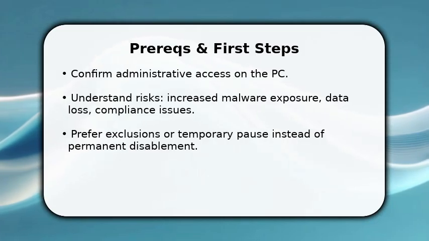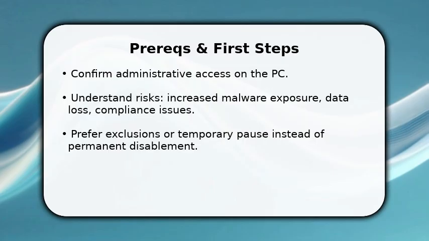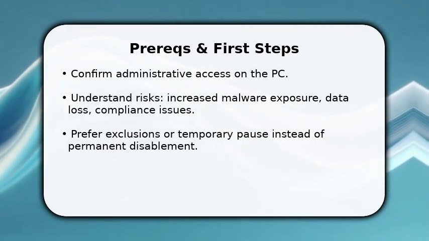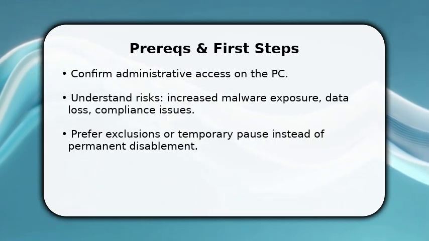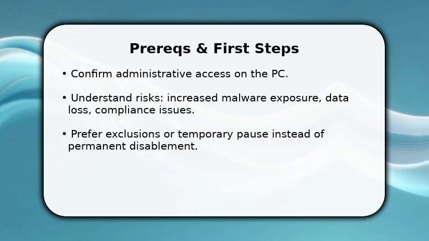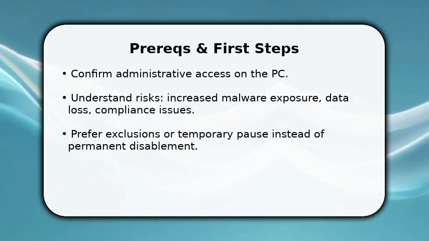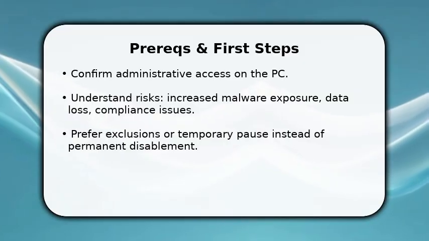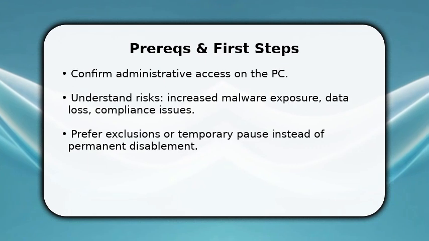Enjoy the video. You have admin rights and you're ready to change protection settings, but stop. Permanently disabling real-time protection is unsafe and often unnecessary. Instead, begin by checking your needs and why you want to disable it. Once done, consider adding safe folder or file exclusions or pausing protection briefly for a single task. This immediate measure reduces exposure while solving the issue that led you here, and it preserves baseline defenses.